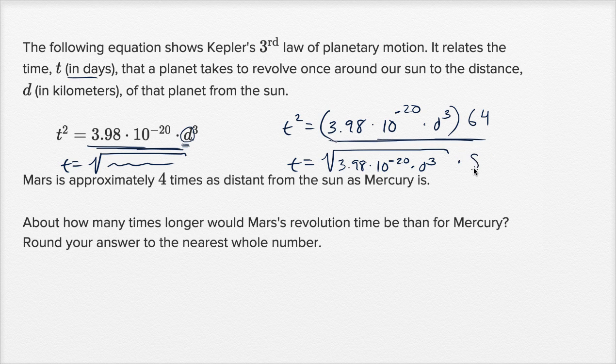So times 8. When you look at it this way, you increase d by a factor of 4, you're going to increase t by a factor of 8. This expression is the same thing as this expression, but we have a times 8 here now. So about how many times longer would Mars's revolution time be than for Mercury? Well, 8 times longer.